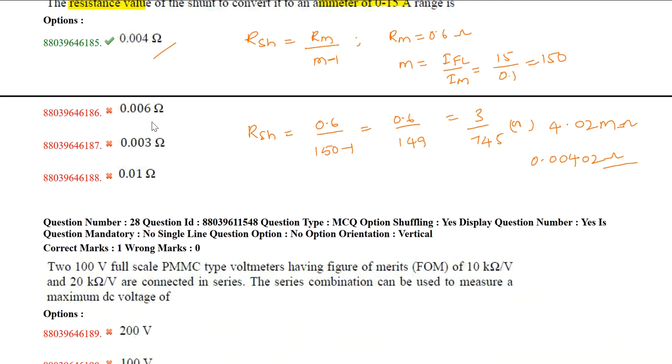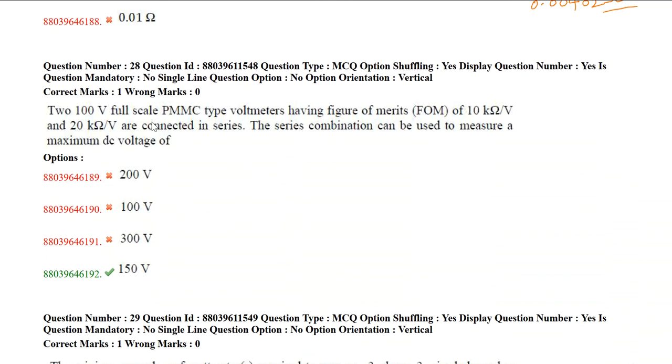Okay, next one. 200 volt full scale PMMC instrument type voltmeters having a figure of merit of 10 kilo ohm per volt and 20 kilo ohm per volt are connected in series. The series combination can be used to measure a maximum DC voltage of.